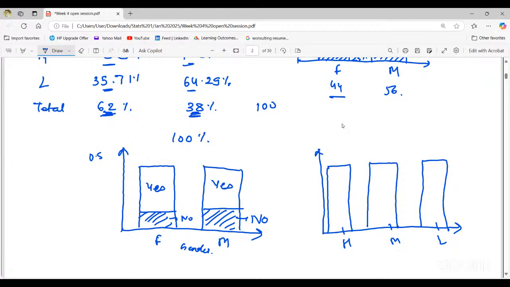Exactly. Before making the chart, you're having the table, right? This percentage that you're calculating for owning and not owning is calculated by those numbers only, right? You are having the column total, the whole total and all. You are having the numbers. With those numbers only, you are drawing this graph, right?